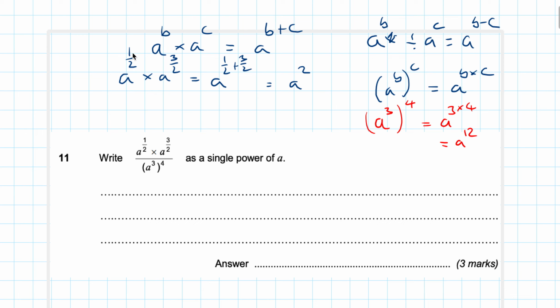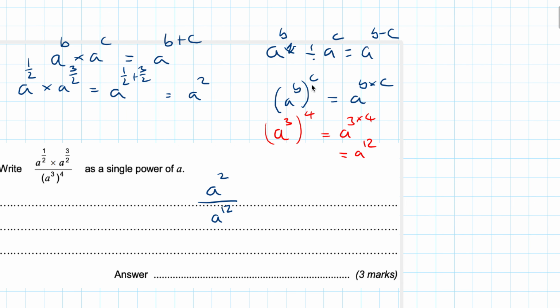Now with this set up, we have a squared from our numerator, and our denominator is a to the power of 12. Our last step is to use the rule that states a squared divided by a to the power of 12 is equal to a to the power of 2 minus 12, which is a to the power of minus 10. So our final answer is a to the power of negative 10.